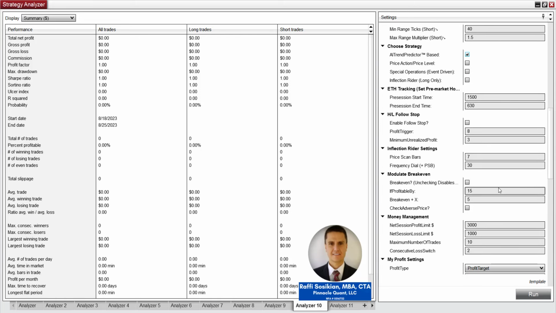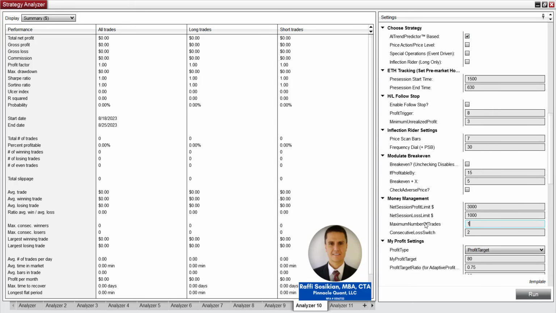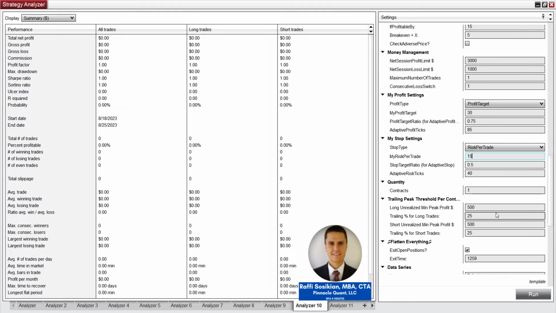And let's see, everything else I'm pretty much not going to touch. Actually, I am going to touch the money management part. I just want to do one trade. I'm just going to put one for consecutive loss switch since it's only one trade anyway. So this number is not going to make a difference, but just so that I'm clear on this, I'm only looking for a single trade. And let's be tight on this. So 30 tick profit target, 15 tick stop.